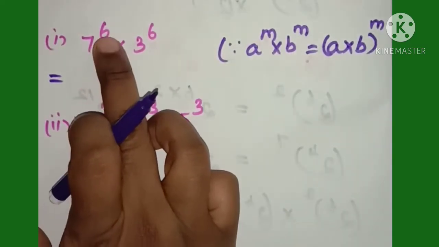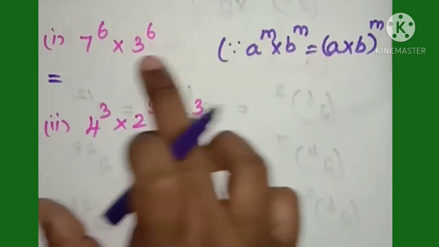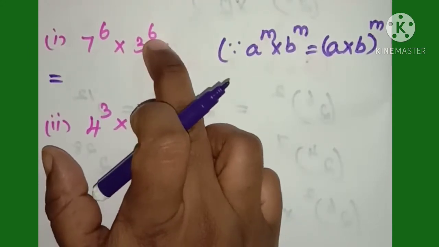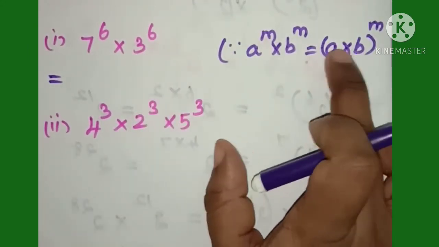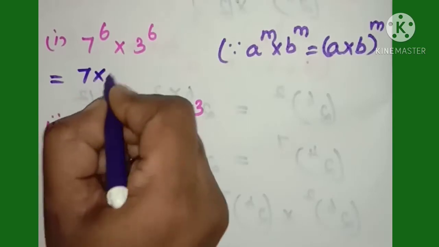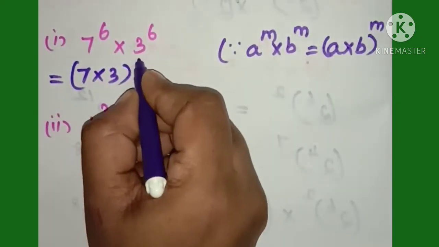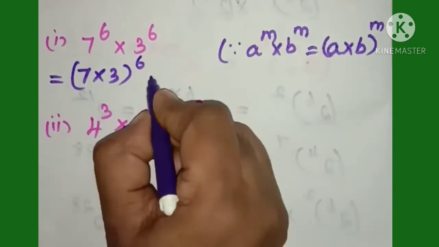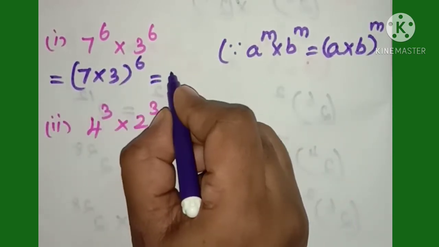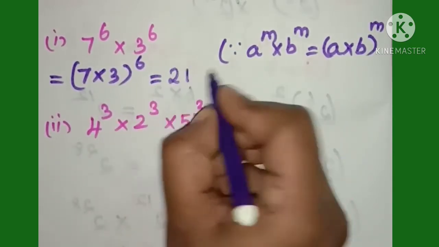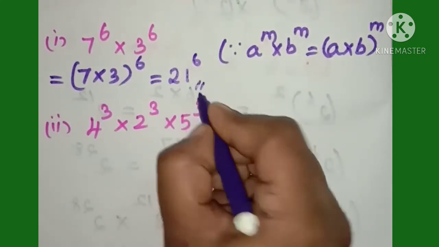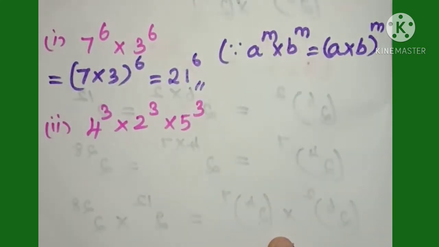Here 7 to the power 6 is there and 3 to the power 6 is there. So now we can multiply the bases 7 into 3 and raise to the exponent 6. 7 3s are 21, so 21 to the power 6 is the simplified expression.